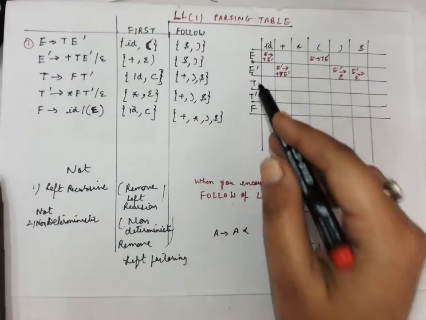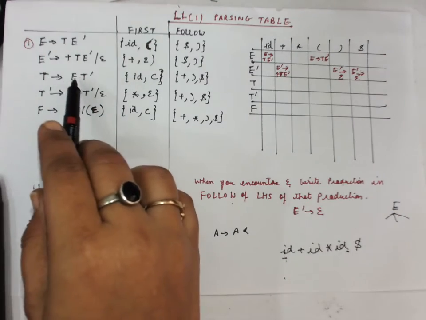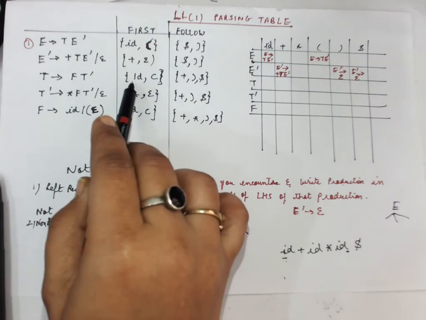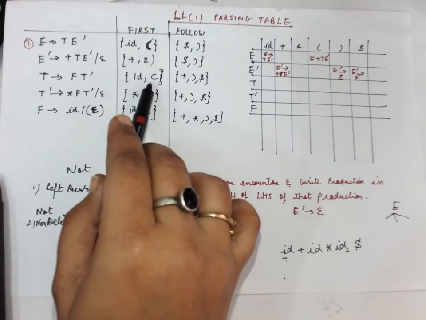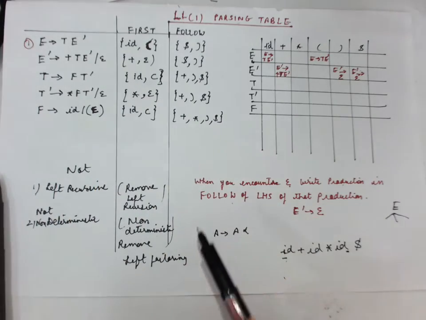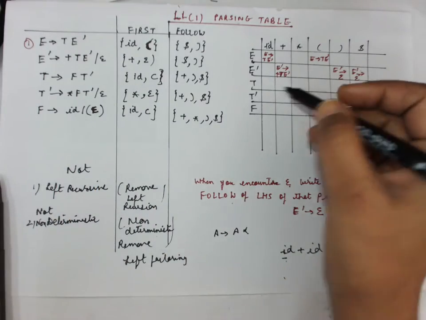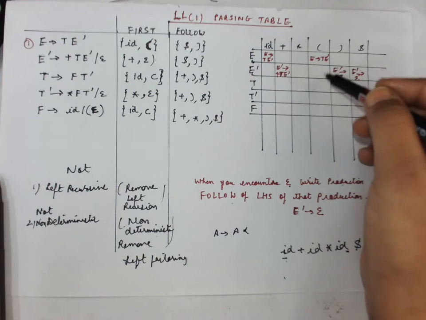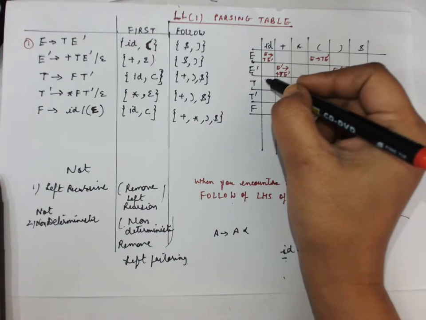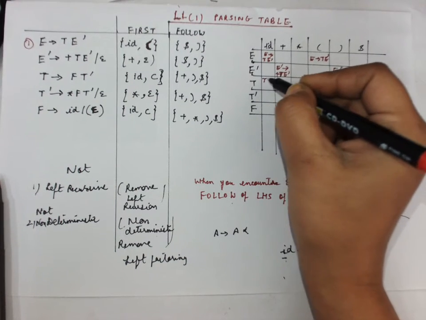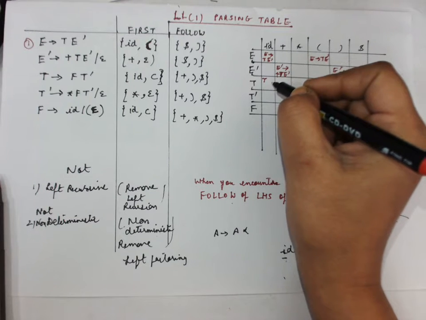Now what we have is T. So let us see over here, T. What will be derived from T? The first of this would be id and this left parenthesis. So again we will see id and this parenthesis, and we will be making the production, we will be writing the production T gives FT dash.